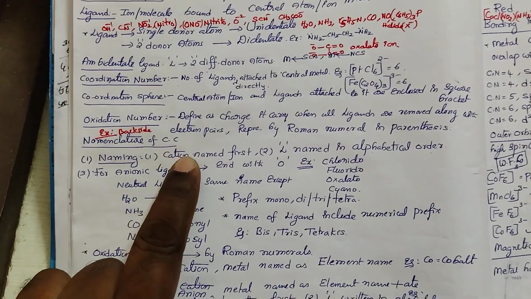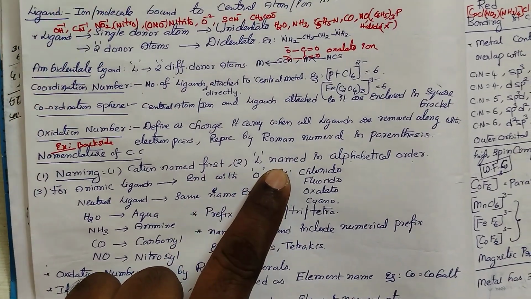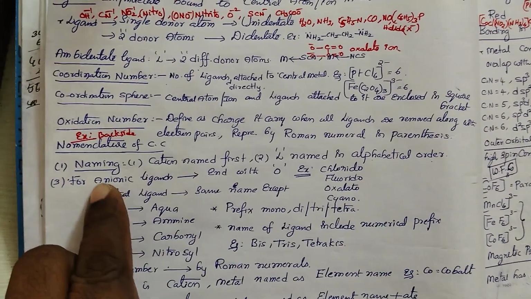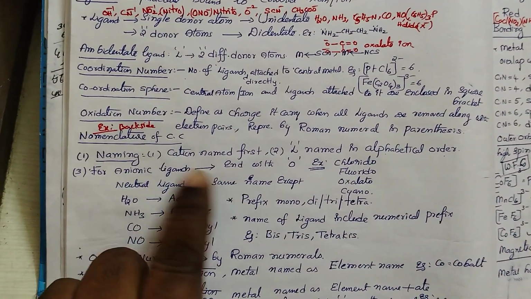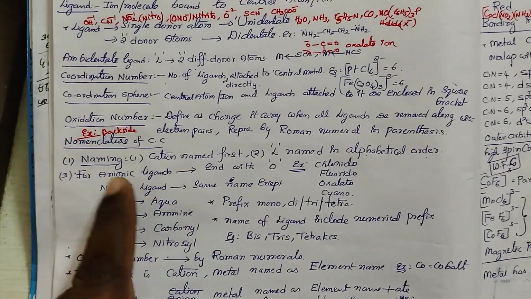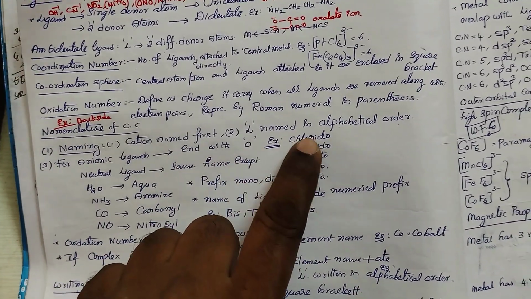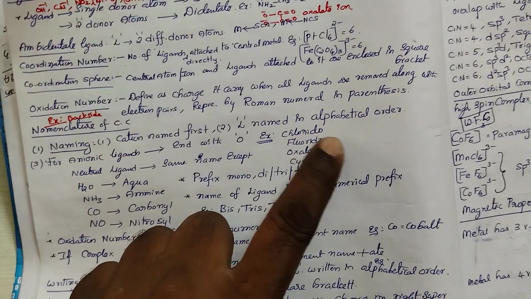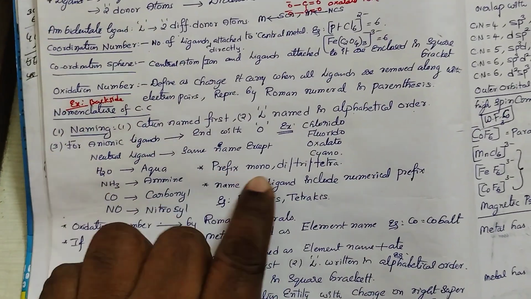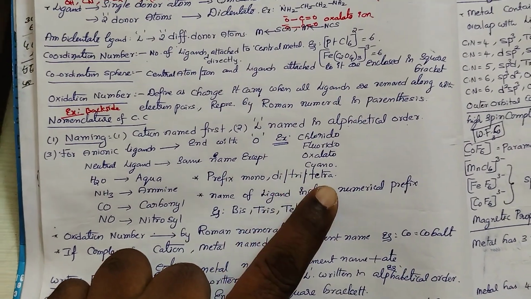Next, nomenclature of coordination compounds. In naming, the cation must be named first. Next, ligands are named in alphabetical order. There are 2 types of ligands: anionic ligands and neutral ligands. If they are anionic ligands, all ligand names end with O. For example, chlorido, oxalato, cyano. If the ligand is repeated one time, mono; 2 times, di; then tri, tetra.